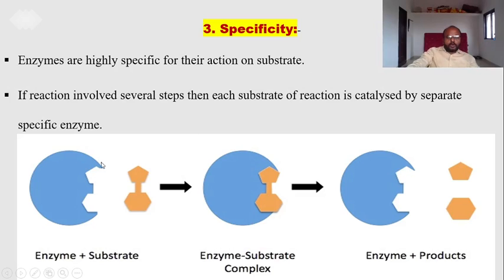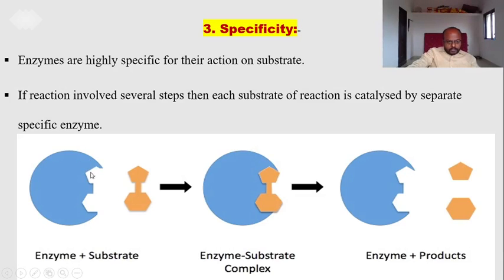If a reaction involves several steps, then at each step there is a substrate, and for each substrate there is a separate enzyme. That means a particular enzyme acts on a particular substrate. So with the help of this diagrammatic representation we can understand the specificity of the enzyme. Suppose this is the enzyme, and this is the substrate.